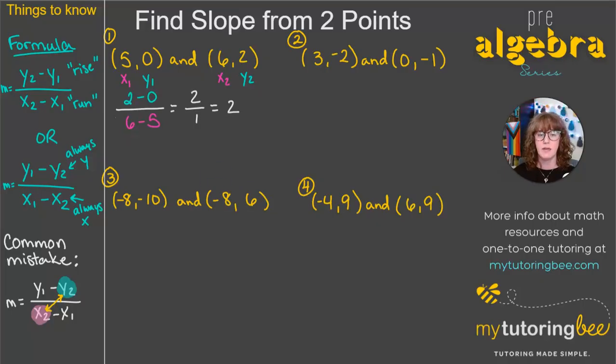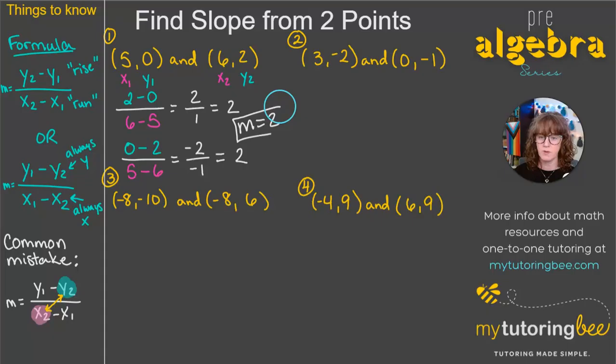Now let's see what that would look like if we switched it and we did it this way with y1 minus y2 over x1 minus x2. So we're going to start with that y1, which is 0, subtract y2, which is 2, and that's going to be over x1, which is 5, minus x2, which is 6. And when we simplify that, 0 minus 2 is negative 2. 5 minus 6 is negative 1. Negative 2 divided by negative 1 gives us a positive 2. So you can see that we wind up with the same slope of m equals 2 for this particular line that contains these 2 points.